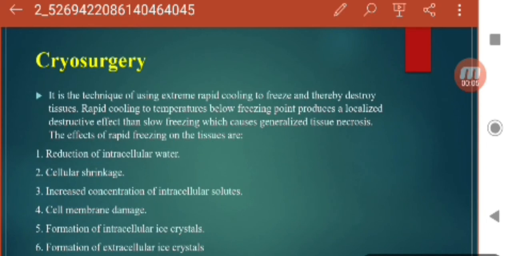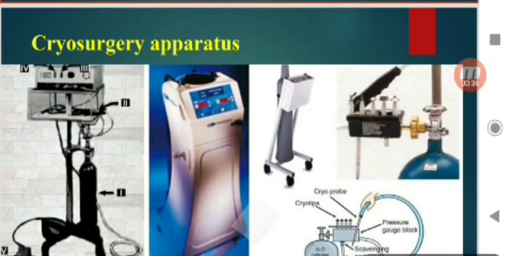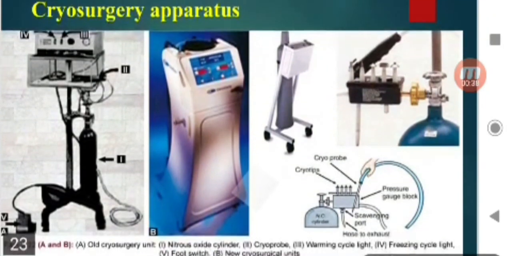Cryosurgery is the technique of using extreme rapid cooling to freeze and destroy tissue. Rapid cooling to temperatures below freezing point produces a localized destructive effect, unlike slow freezing, which causes generalized tissue necrosis. The effects of rapid freezing on the tissue are reduction of intracellular water, cellular shrinkage, increased concentration of intracellular solute, cell membrane damage, formation of intracellular ice crystals, and formation of extracellular ice crystals.